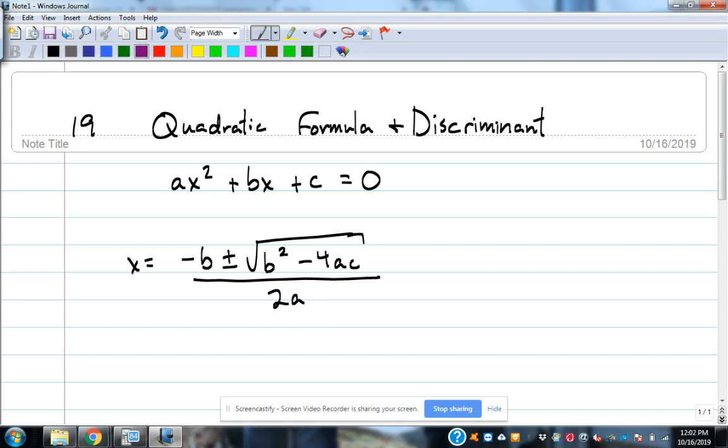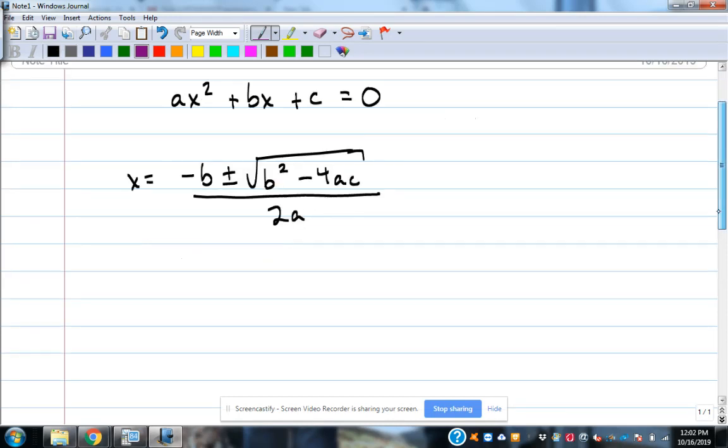Okay, so memorizing that formula, that'll get stuck in your head. You'll have it memorized in a short amount of time. Inside of the quadratic formula is this thing called the discriminant. And the discriminant discriminates what kind of solutions you have. The discriminant is the b squared minus 4ac part, the stuff underneath the square root. That's what the discriminant is.